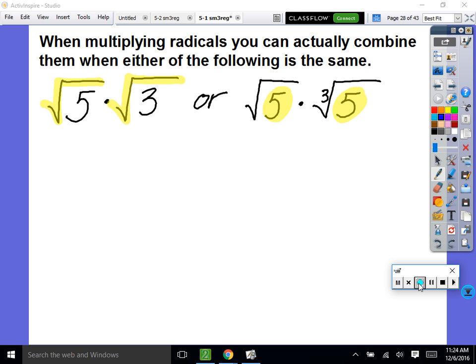So does everybody have that rule written down so you can just watch the math happen? Or do I need to give you another minute?